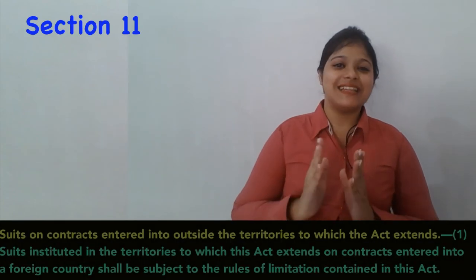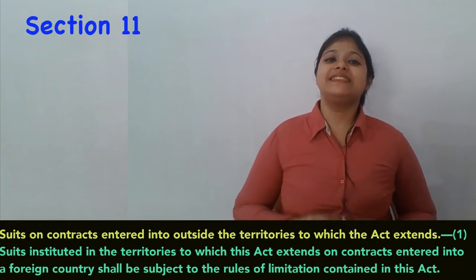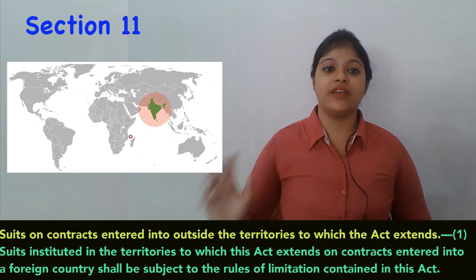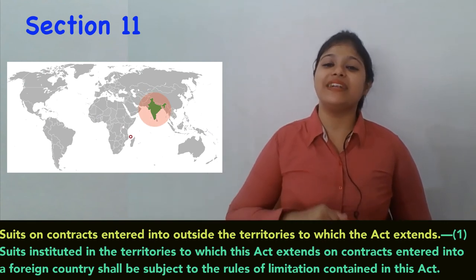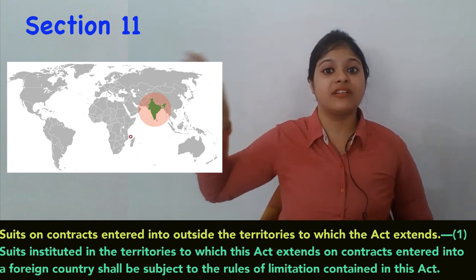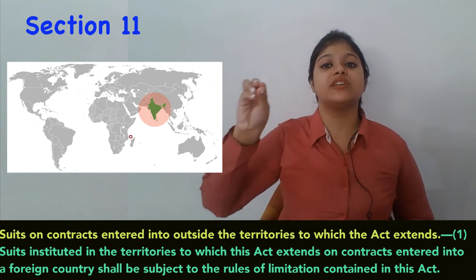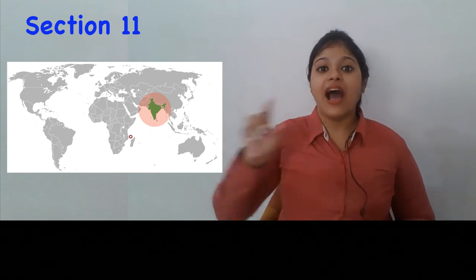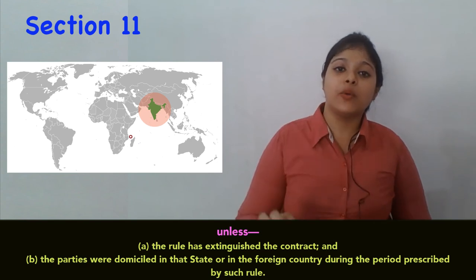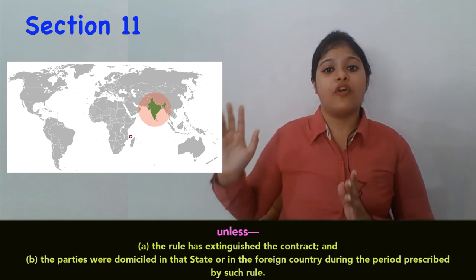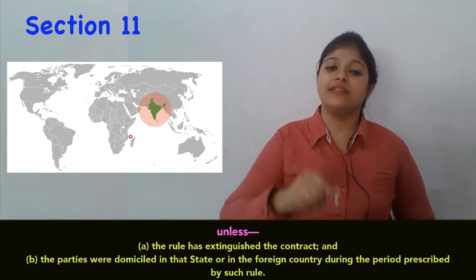Now we come to the last section, that is section 11. This is the last section of this part. Section 11 states that any suits or contracts entered into outside the territory of India shall be subject to the rules of limitation of this Act, and no other limitation law in force in that particular foreign country shall be a defense to institute a suit in this territory on the contract with that foreign country, unless the rule has been extinguished in the contract, and the parties are domiciled in that state or foreign country during the periods so prescribed in this rule.